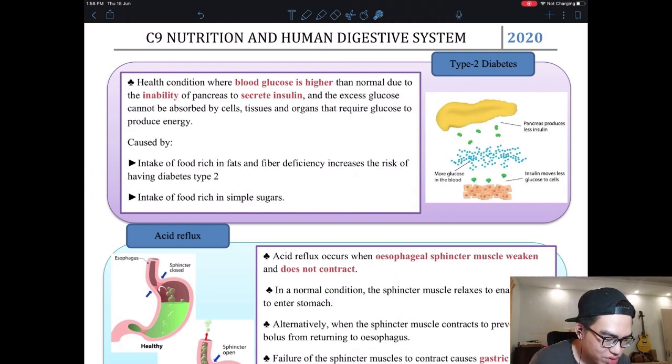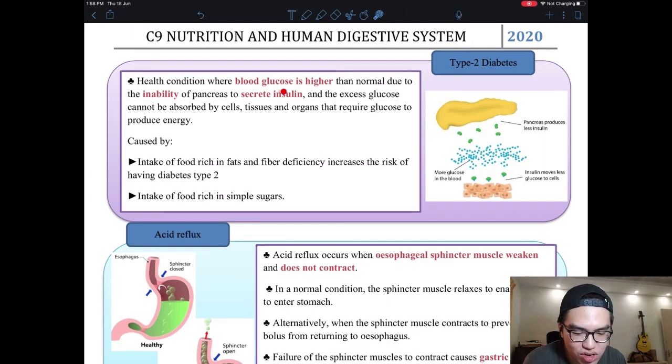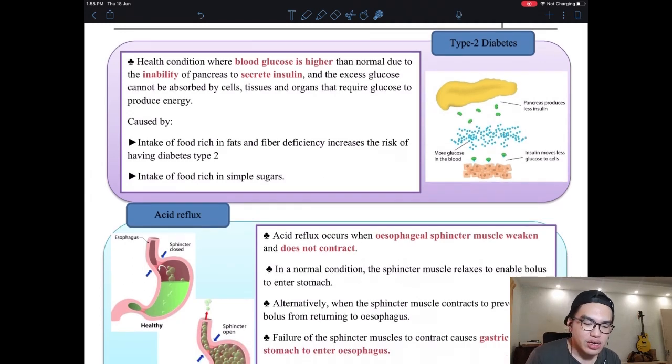Can you see? You have insulin, but your body doesn't react to the insulin. It is a health condition where blood glucose is higher than normal due to inability to secrete insulin. This is mainly type 1. And the excess glucose cannot be absorbed by cells, tissues, organs that require glucose to produce energy. So what causes this? You take too much sugar. When you eat too much sugar, your sensitivity to insulin actually decreases.